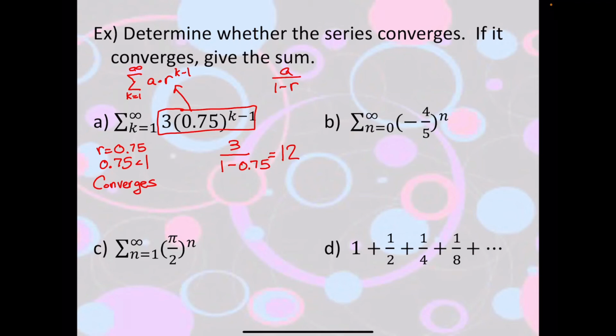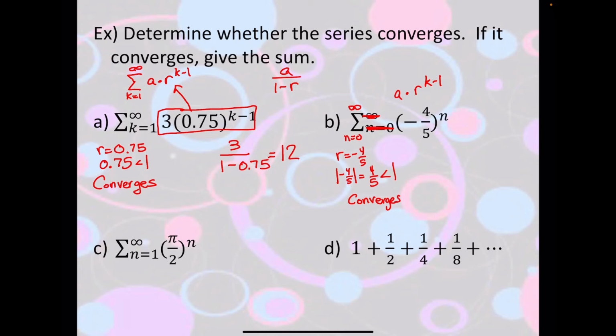Okay, so let's take a look at the next one. Again, sorry about this notation, the computer just did that. All right, now notice this doesn't look like a times r to the k minus 1. But we definitely can tell that the ratio is negative 4/5. That's what we're multiplying by. So the absolute value of negative 4/5 is 4/5, and we know that that is less than 1, so we know this converges.